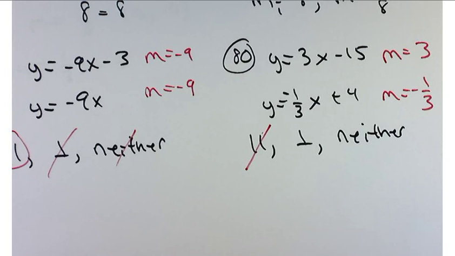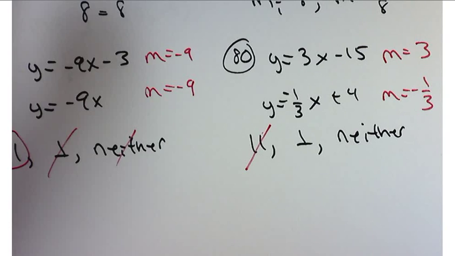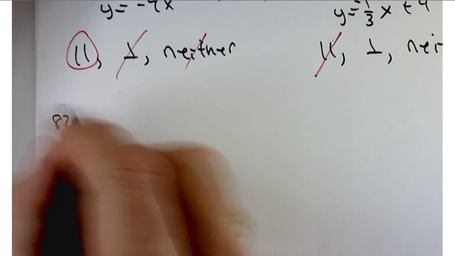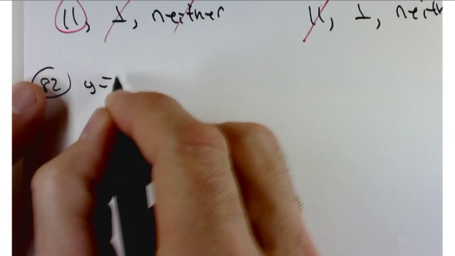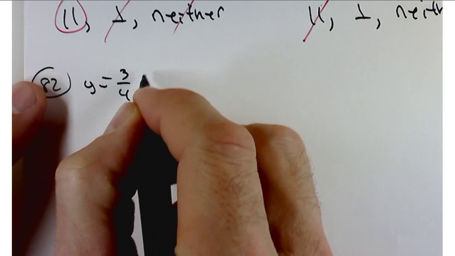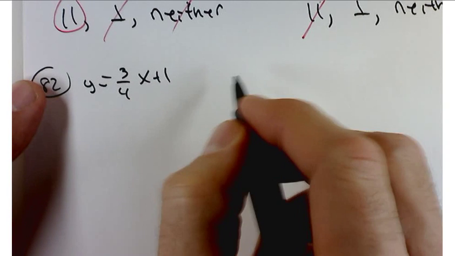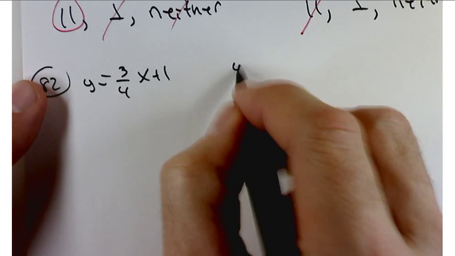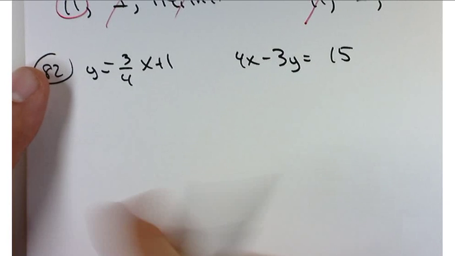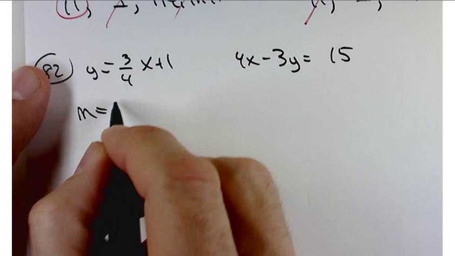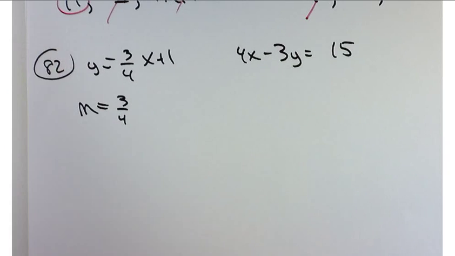All right, let's make them harder. Problem number 82. Y equals 3/4 x plus 1 and 4x minus 3y equals 15. Now I'll be very helpful. The slope of the first line is 3/4. Yay! It's up to you to figure out the slope of the second one and decide if they're parallel.